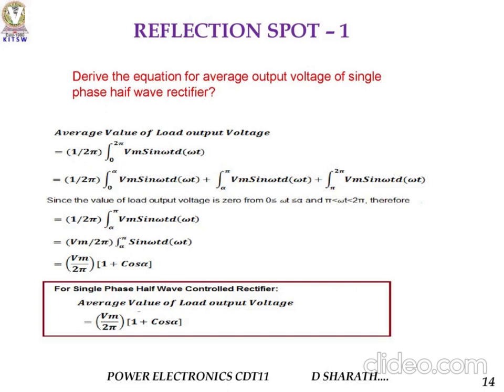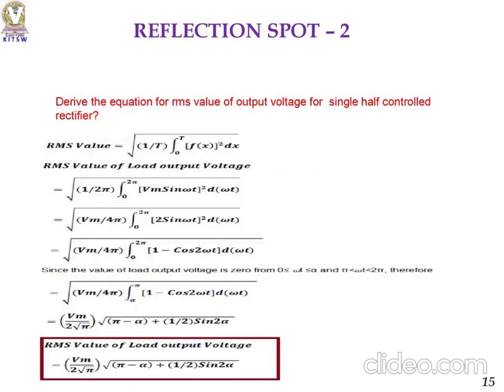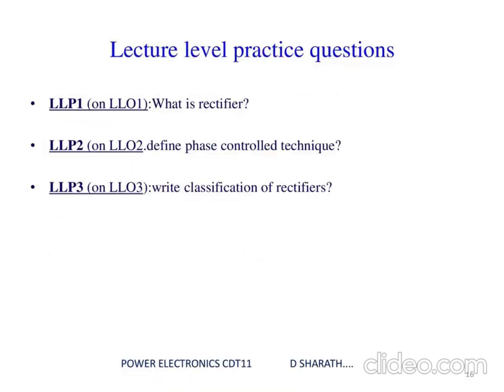Coming to the reflections part, we need to derive the equation for the average value of the load output voltage, that is Vm by 2 pi times 1 plus cos alpha. Coming to reflections part 2, we need to derive the equation for the RMS value of the output voltage, which is the root mean square value of the load voltage. By solving this integration from 0 to 2 pi, we get Vm by 2 root pi times the square root of pi minus alpha plus sin 2 alpha by 2. By this formula we get the RMS value.